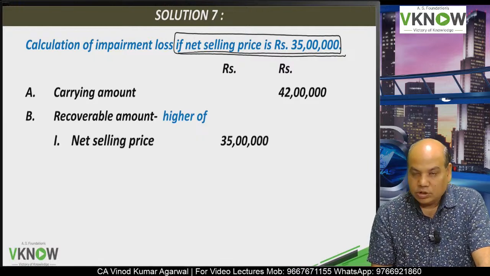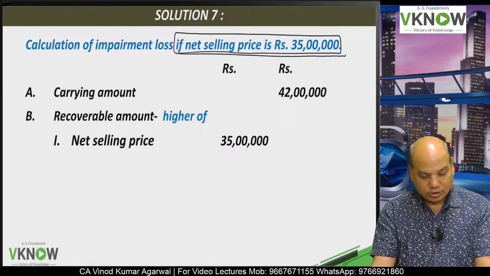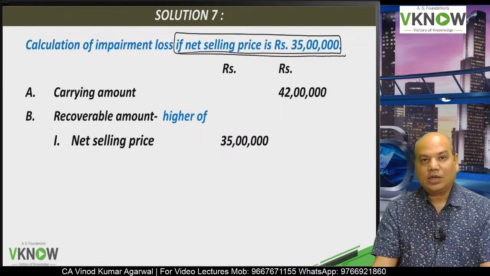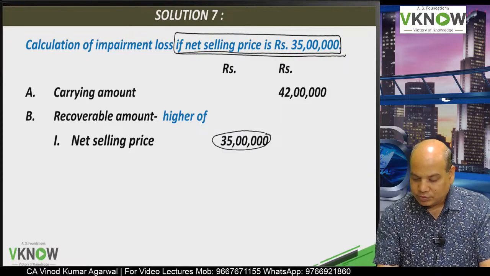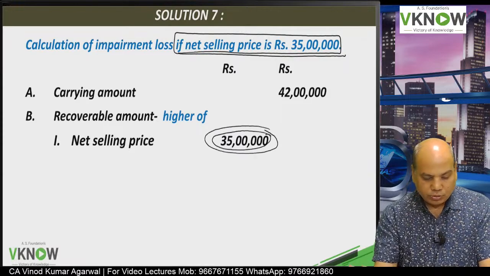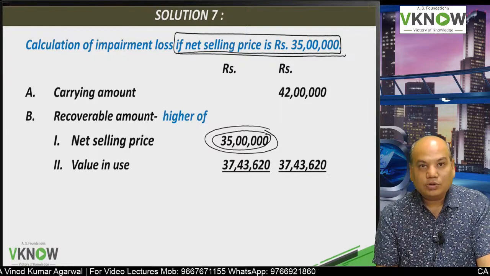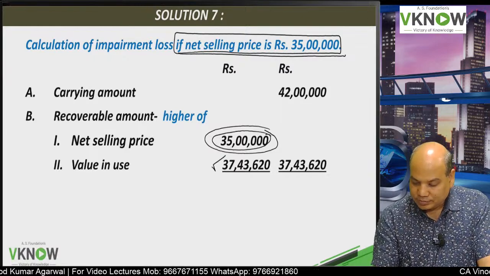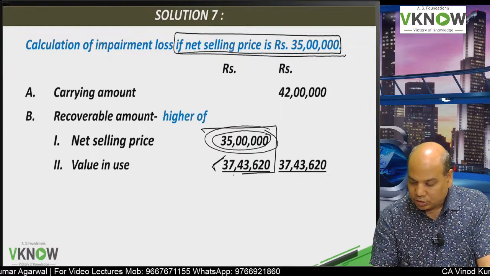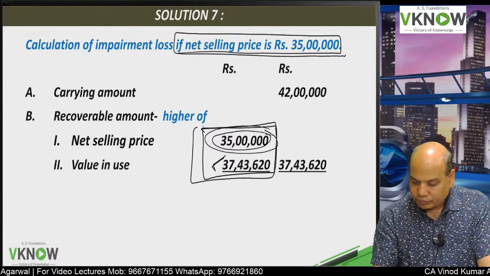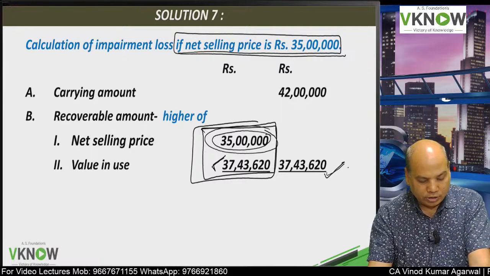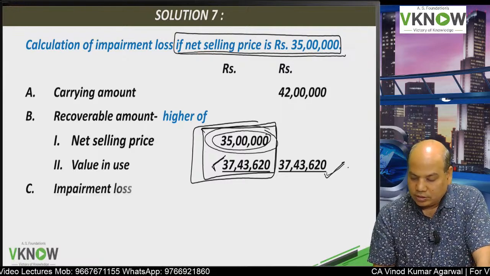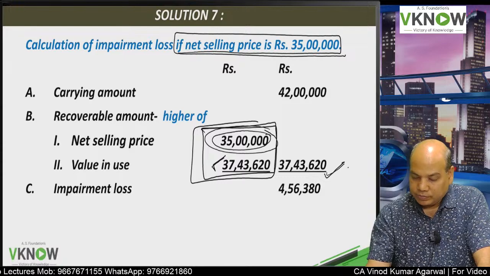Recoverable amount will be higher of the two. Net selling price has changed. Can you see this? This is different because the question is different, and value in use will be same. This time the higher of the two figures is value in use. So take the value in use in the outer column.